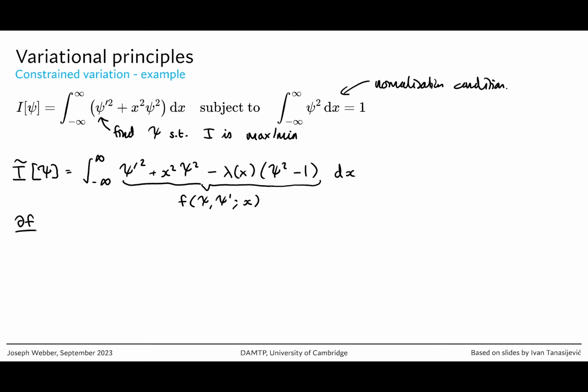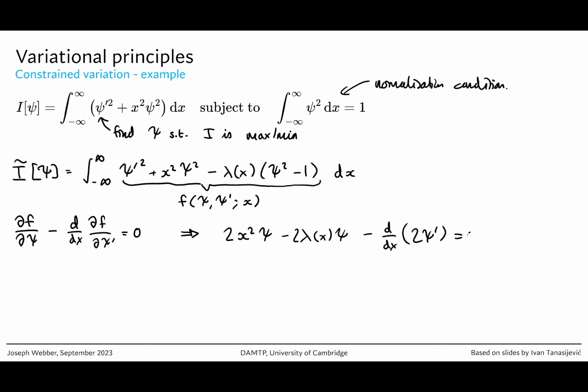So the Euler-Lagrange equation in this case is df by d psi minus d by dx df by d psi prime equals 0. Okay, let's plug all this in. We get 2x squared psi minus 2 lambda of x psi, minus d by dx of just 2 psi prime equals 0. So that gives us this differential equation, psi double prime is equal to x squared minus lambda psi. And that's our answer. Now obviously we haven't solved this for lambda.